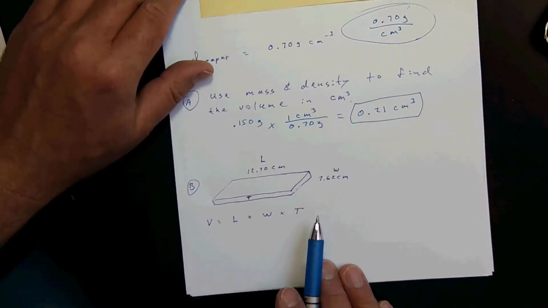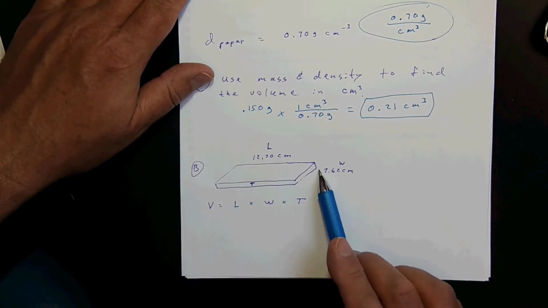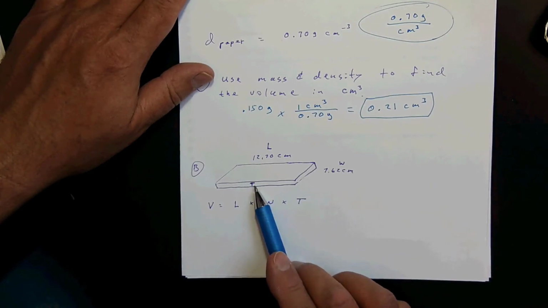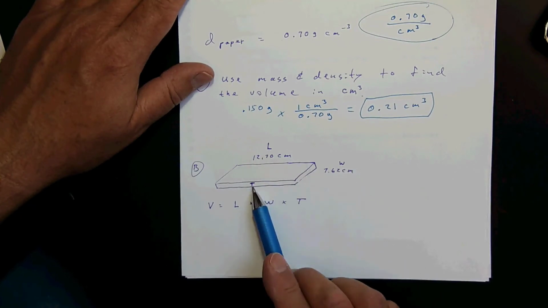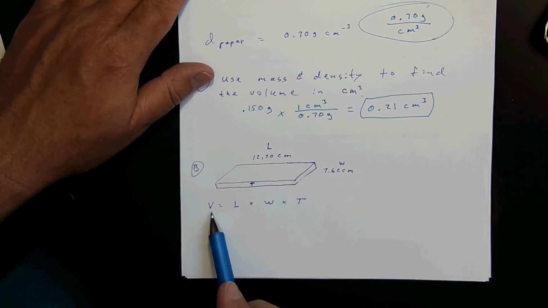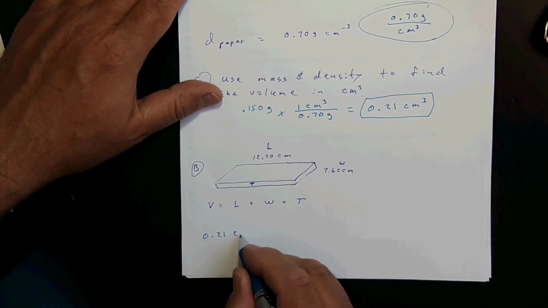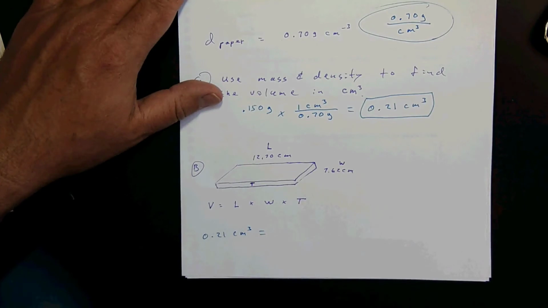So I've kind of drawn a picture of the paper here. There's the length. There's the width. And what I want is this thickness. It's not as thick as I drew it here. It's paper thin. Forgive the pun. But I know that the volume of a rectangle is given by the length times the width times the thickness. So the volume of that piece of paper, well, I know that volume. It's 0.21 cubic centimeters. I misspoke. That's the volume of the paper.